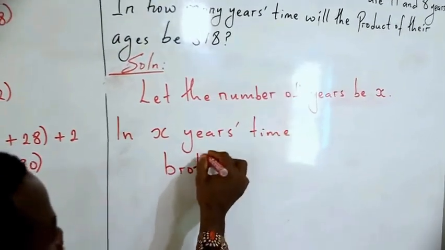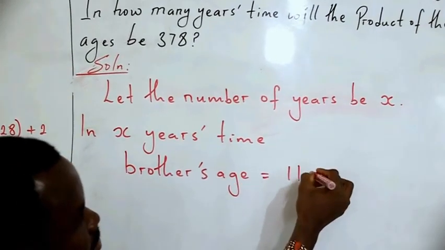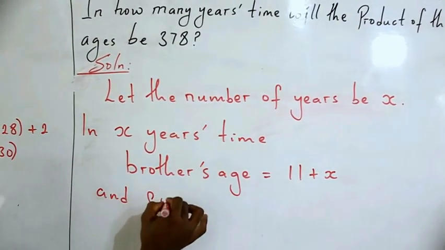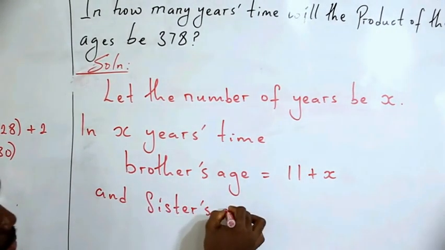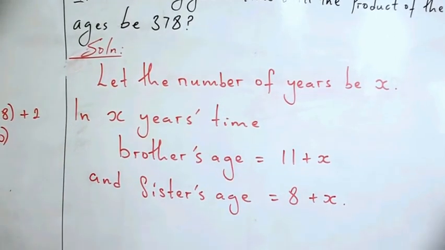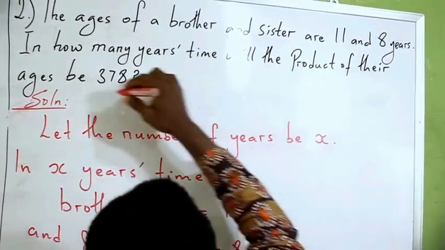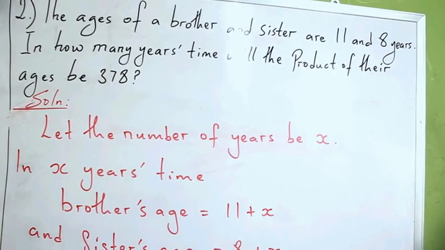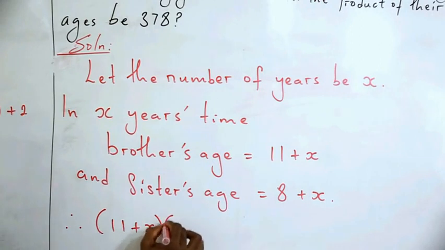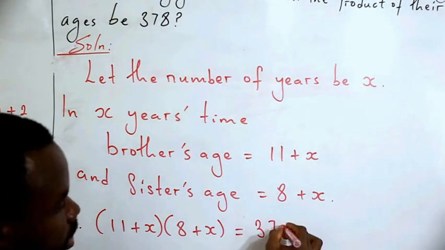So in x years' time, brother's age equals 11 plus x, and sister's age equals 8 plus x. Since we expect to take the product, the question says the product of their ages will be 378. Therefore, 11 plus x multiplied by 8 plus x should give 378.